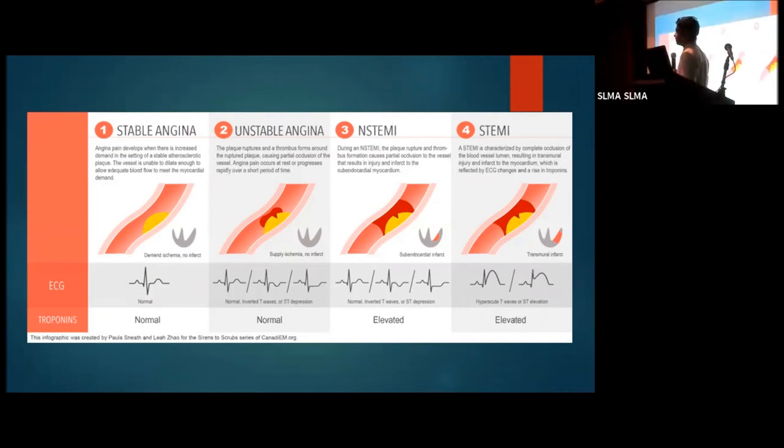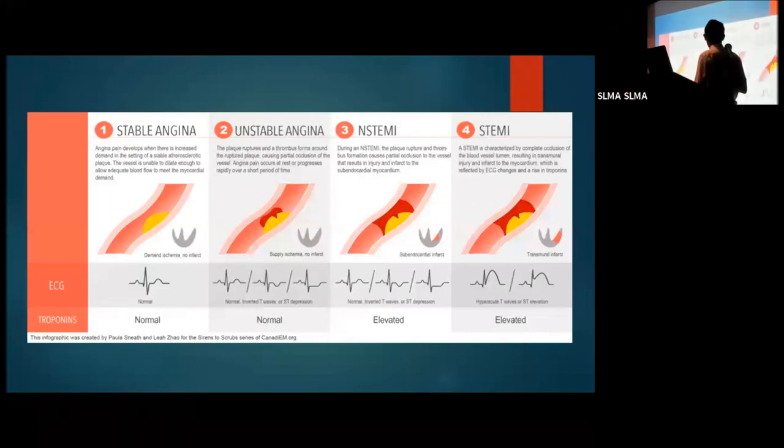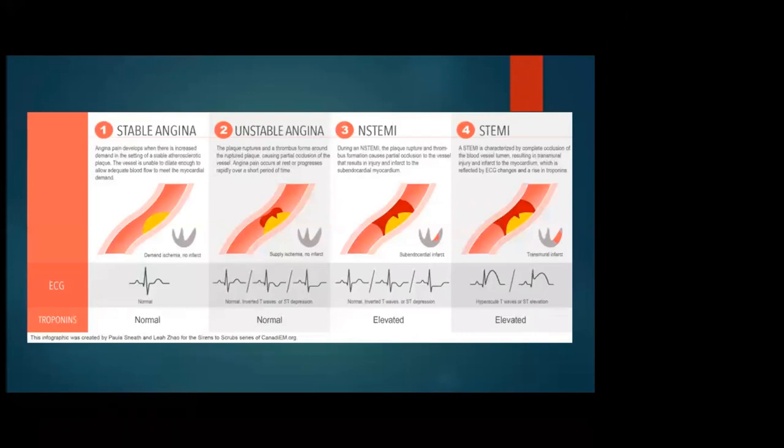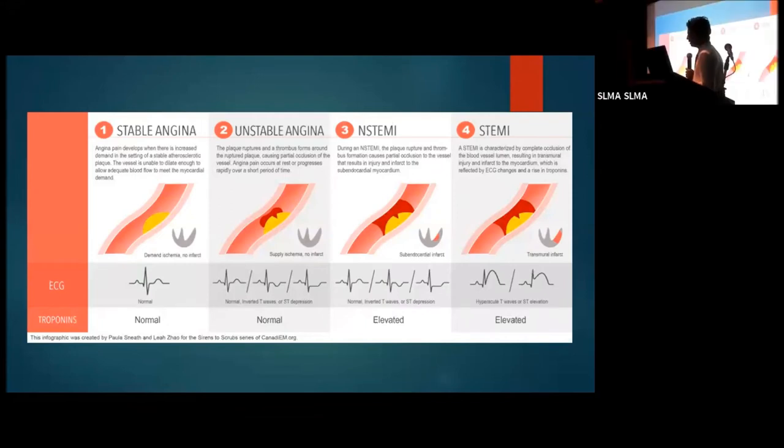When it comes to non-STEMI, as I mentioned earlier, now the patient is having a rupture as well as distal myocardial necrosis, so there will be elevated troponins. This is the first time that you get elevated troponins in these three categories. At the same time, you can see T inversions, ST segment depression, and even normal T waves. Obviously, in STEMI patients, there will be total cutoff from the plaque, and there will be massive myocardial necrosis beyond that point, and there will be ST elevations.